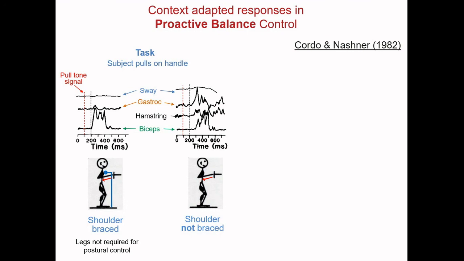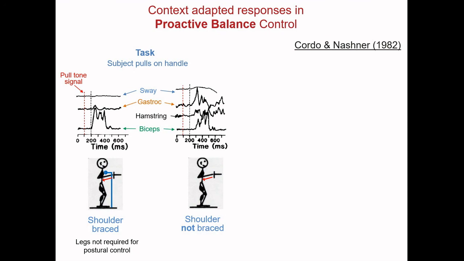that signals to start pulling on the bar, we get a clear activation of the biceps. And we also get almost no activation of the gastrocnemius. As before, this is the most adaptive response. The gastrocnemius is not being recruited to stabilize posture when it's not needed.